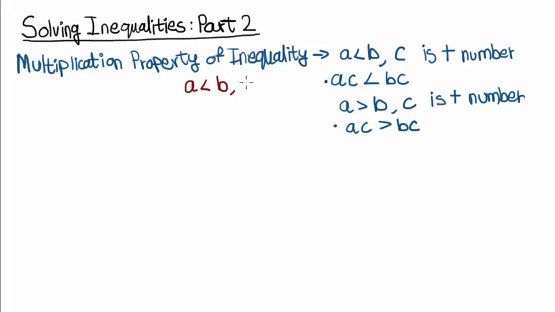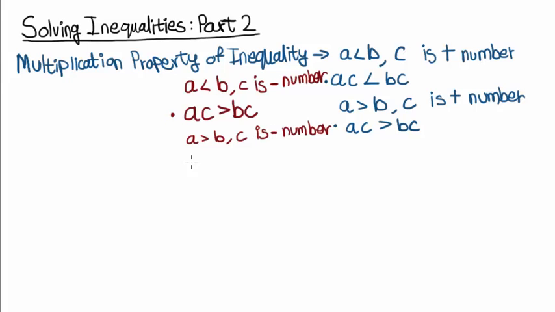On the other hand, if I have some number A that is less than some number B, and in this case the number C is a negative number, then the product of A times C will not be less than, but it will be greater than the product of B and C. Similarly, if I have some number A that is greater than some number B, and I have some number C that is again a negative number, then the product of A times C will not be greater than, but it will be less than the product of B times C. And the same rules apply if you have less than or equal to, or greater than or equal to, or anything like that as well.